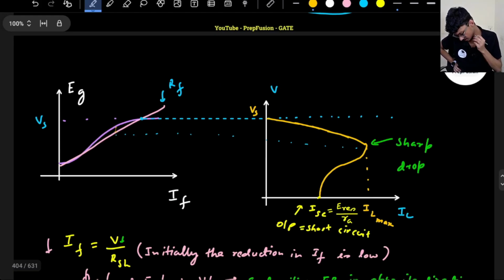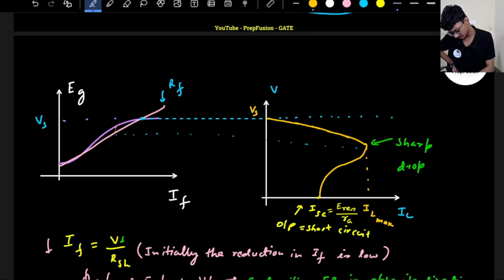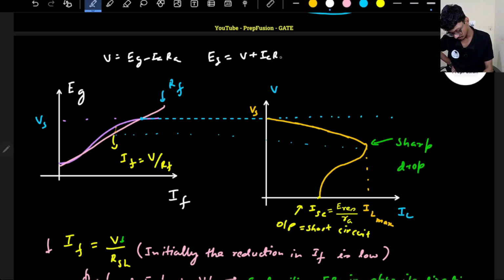Why is this the drop? Basically, how did I find this value? My IF was assumed to be V by RF. But of course my V is not exactly equal to EG. So V is equal to EG minus IARA. So EG will be equal to V plus IARA.